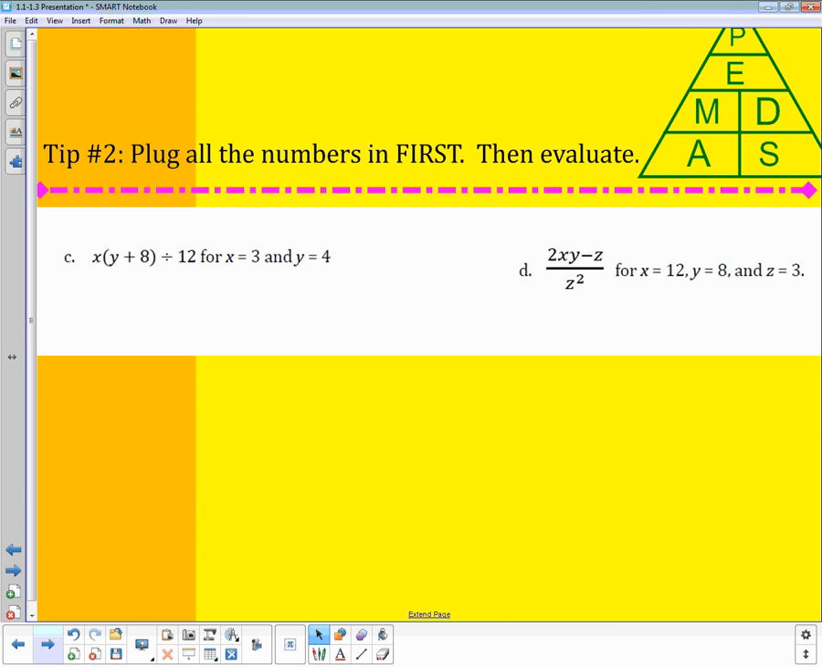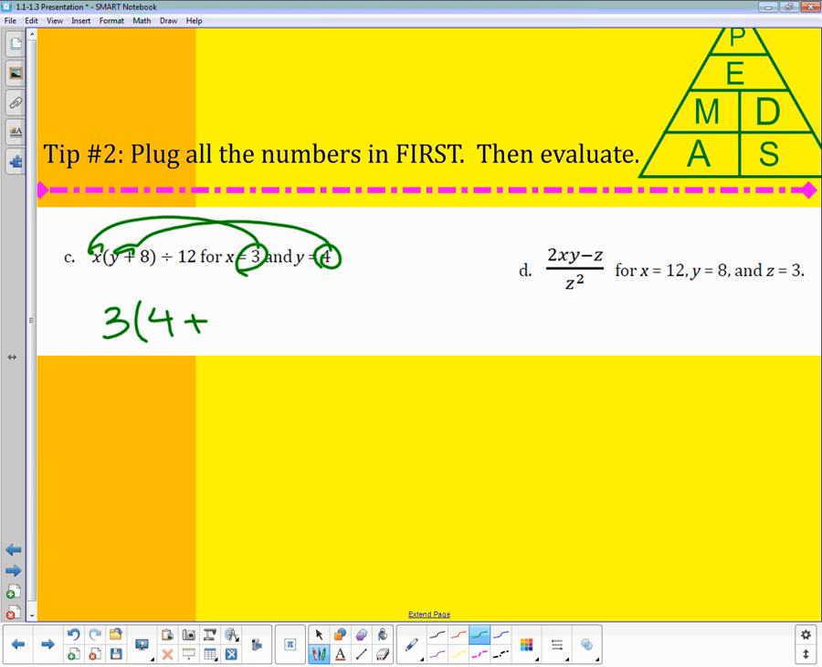Substituting numbers in for variables. So I have x times the quantity y plus 8, divided by 12. x is equal to 3, y is equal to 4. So I'm going to first substitute in my variables. So I need to take 3, plug it in for x, 4, plug it in for y. That gives me 3 times the quantity 4 plus 8, divided by 12.